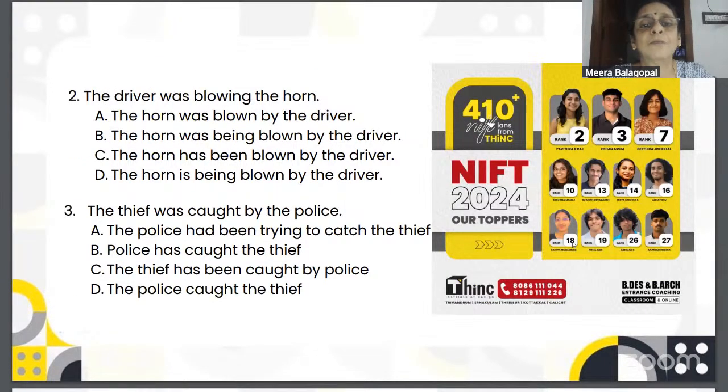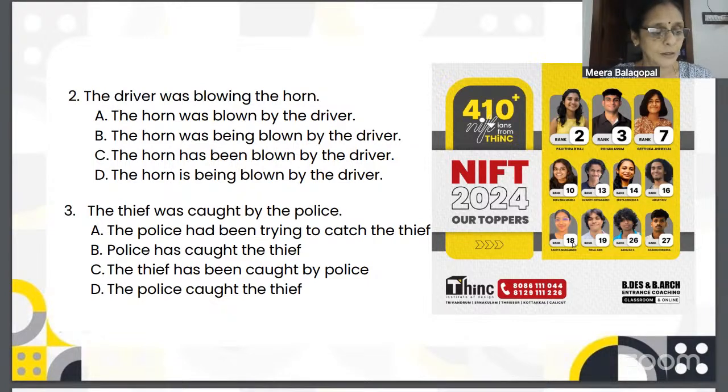The driver was blowing the horn. So the sentence is in past continuous tense. Was shows that it is past tense, and continuous tense, that is blowing. Blow plus ing. The driver was blowing the horn. So the horn is an object in the sentence. Now, how will you turn it into passive voice?